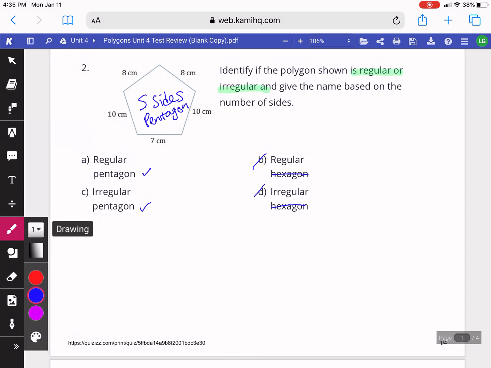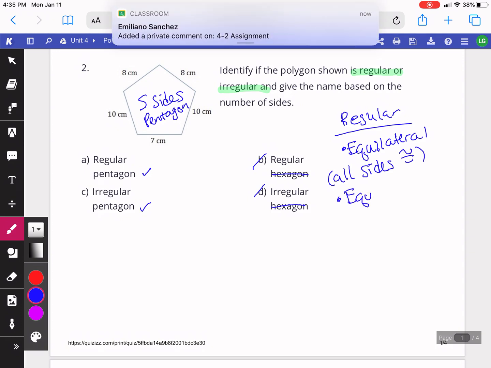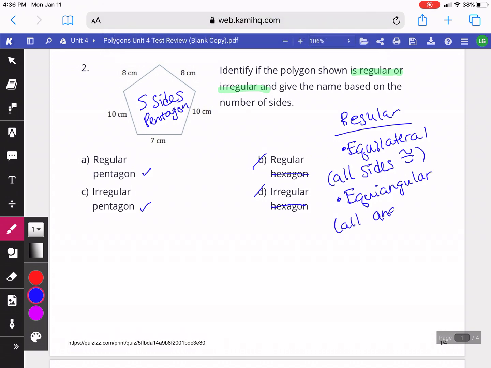For it to be regular, it has to meet 3 criteria. For it to be a regular polygon, it has to be equilateral. That means all sides are congruent. It has to be equiangular, which means all angles are congruent. And it also has to be convex. If you look at this picture here, not all the sides are congruent. Therefore, it cannot be regular. So this one is an irregular pentagon.